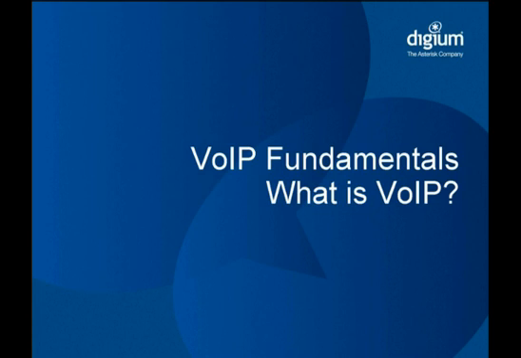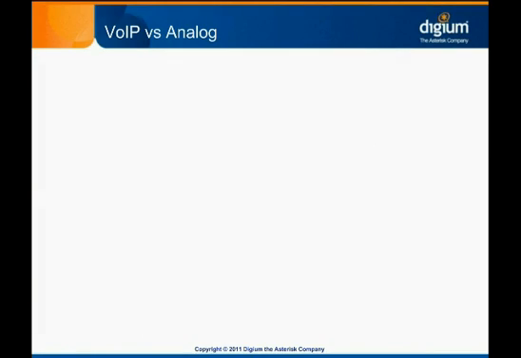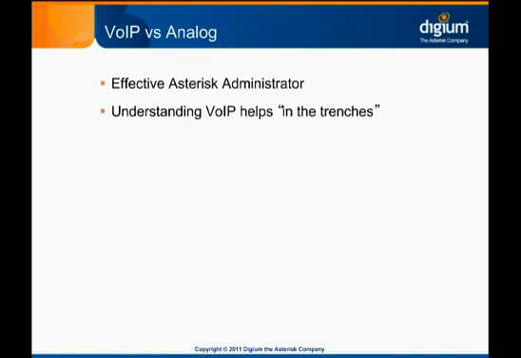In this chapter, we'll focus on the fundamentals of voice over IP. The next several chapters cover the technologies and channel drivers for SIP, IAX, and traditional telephony, as well as 2 chapters on dial plan where we'll start to really explore the flexibility and power of Asterisk. We'll wrap up with a chapter on call queuing in Asterisk. Our goal throughout this course is to equip you with the information necessary to be an effective Asterisk administrator. Having a high-level understanding of VoIP will help you in the trenches when designing and troubleshooting your system.